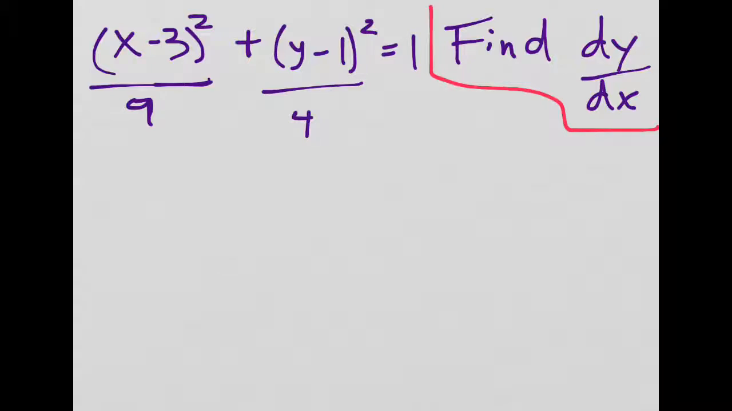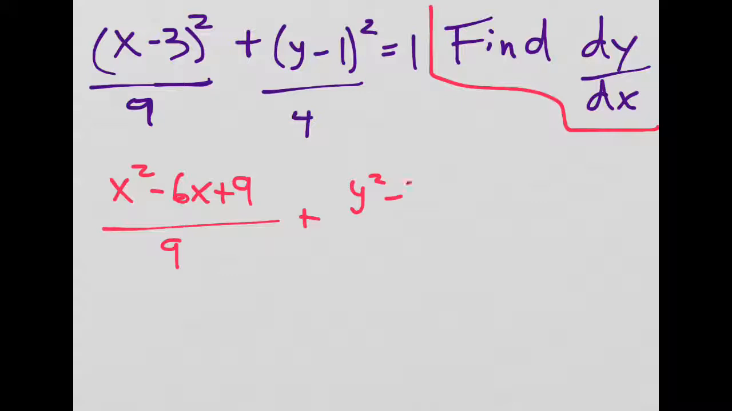So (x − 3) quantity squared is going to become x squared minus 6x plus 9, so then we have that over 9, plus my (y − 1) squared is going to become y squared minus 2y plus 1, and all that's over 4. And this is all still equal to 1 right there.